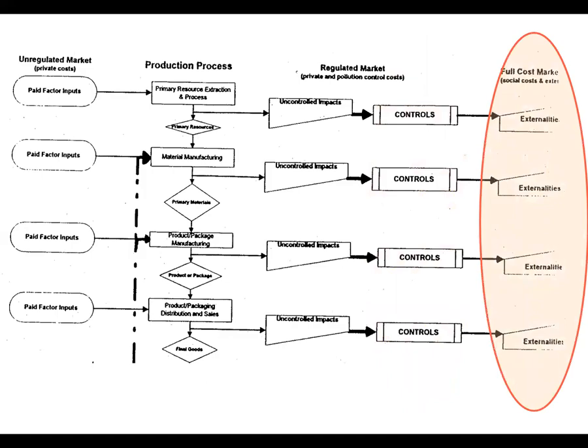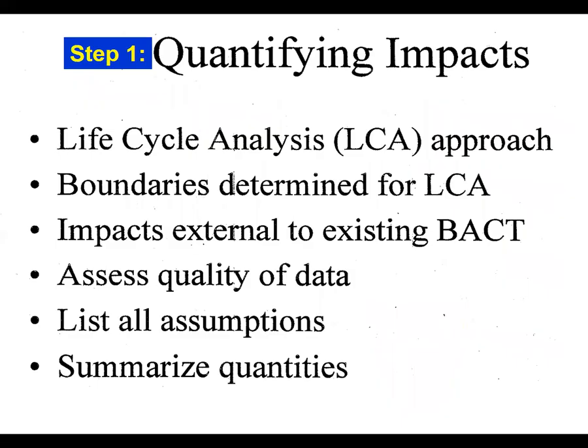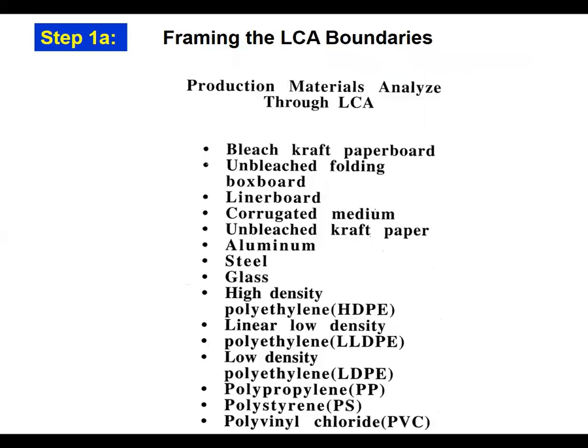So let's get into how the LCA was developed. The first step was quantifying the impacts. With any life cycle assessment, you have to determine what boundaries you're going to use for the analysis. As I said, our upstream boundaries went all the way back to extraction. Our lateral boundaries were post best available control technologies. We also had to assess the quality of the data. And obviously in any analysis, there are assumptions made, and we list those assumptions clearly. And then we summarize the quantities of impacts for each of the steps through the process train.